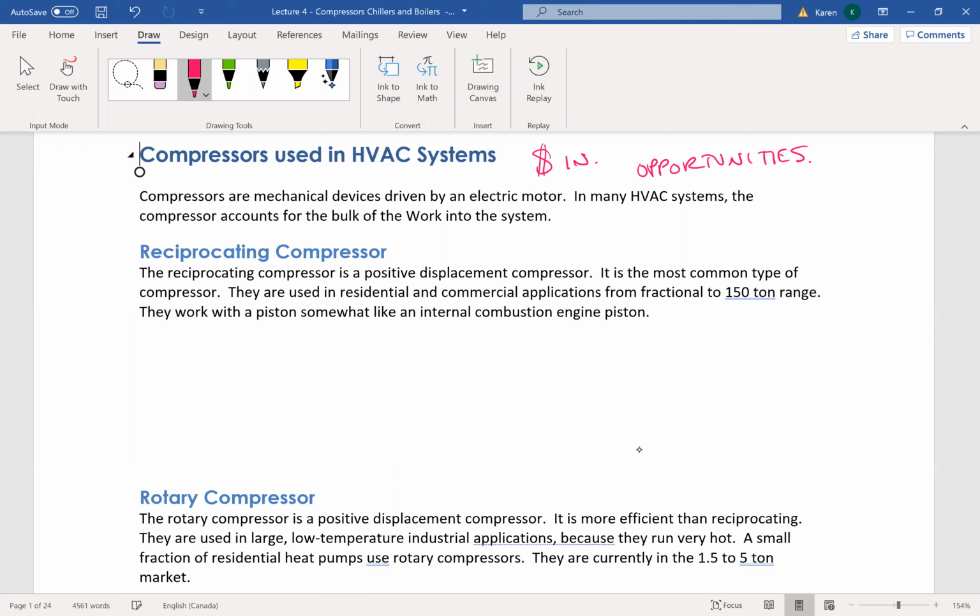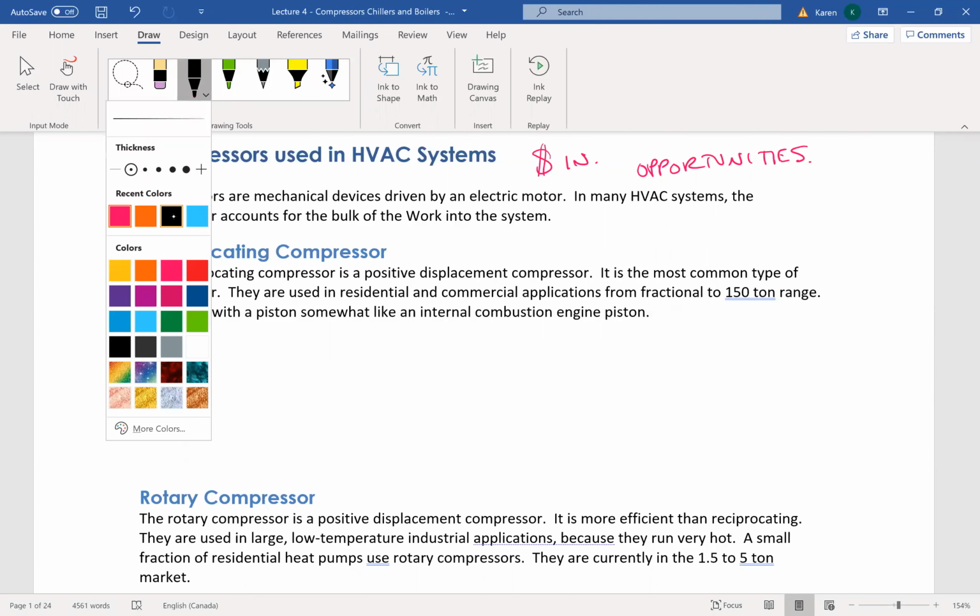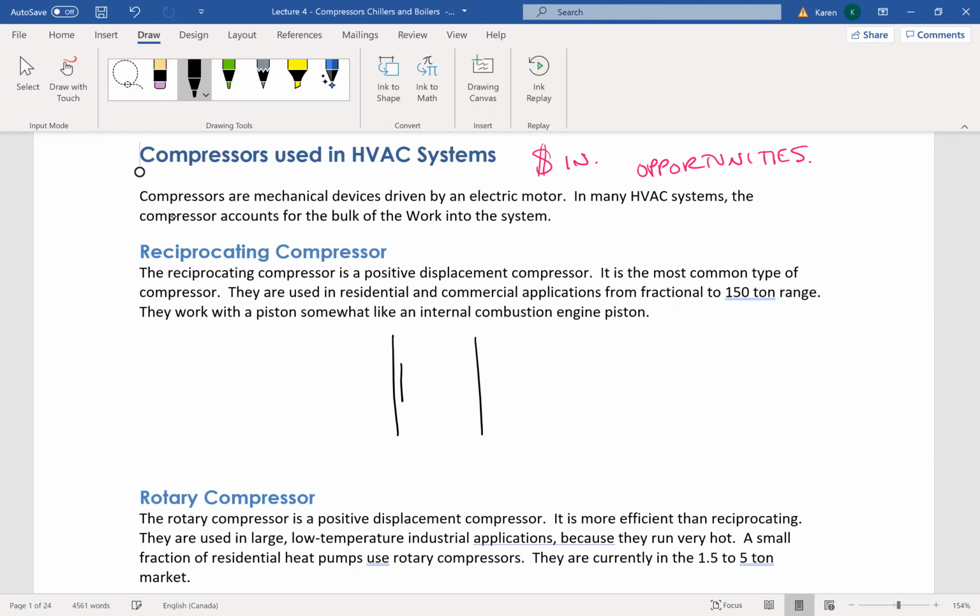And a big part of this course after the midterm, the second half of this course, is about industrial savings, so energy savings in industrial environments. And there are a lot of savings that can be had in the compressor world. So the most common type of compressor is the reciprocating compressor.